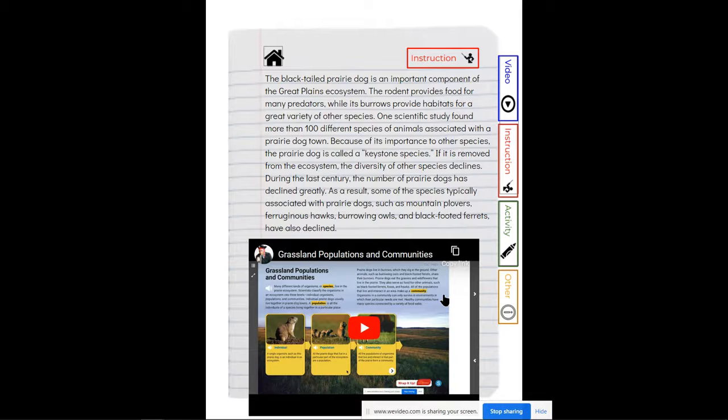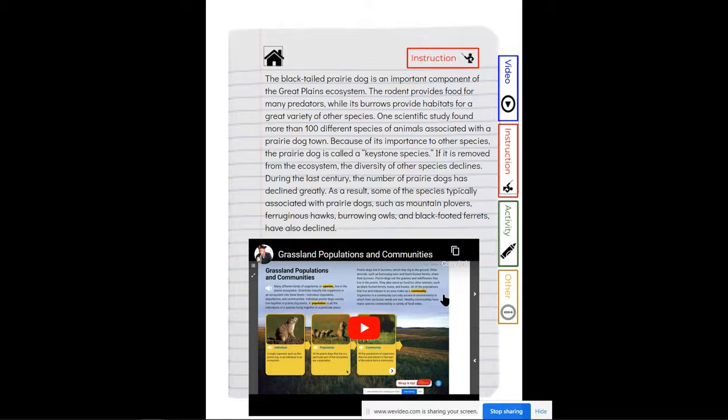The black-tailed prairie dog is an important component of the Great Plains ecosystem. The rodent provides food for many predators, while its burrows provide habitats for a great variety of other species. One scientific study found that more than 100 different species of animals associated with the prairie dog town. Because of its importance to other species, the prairie dog is called a keystone species. If it's removed from the ecosystem, the diversity of other species declines.